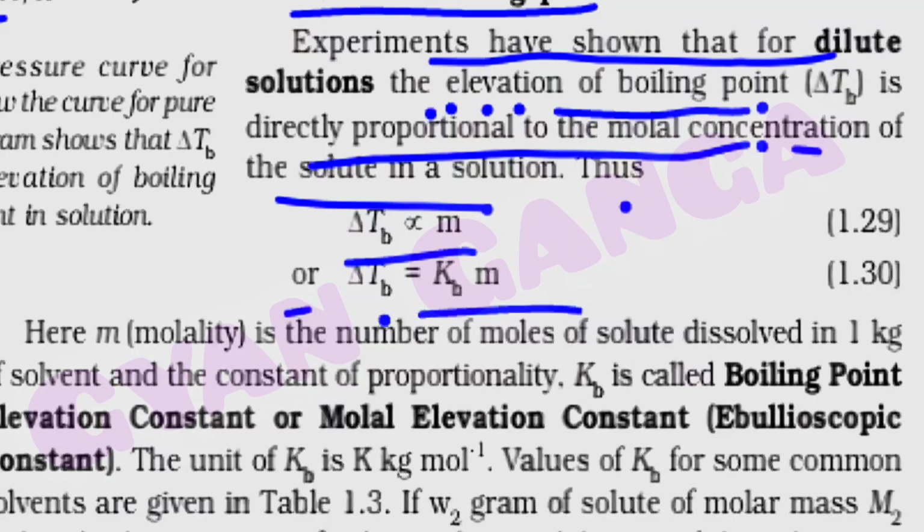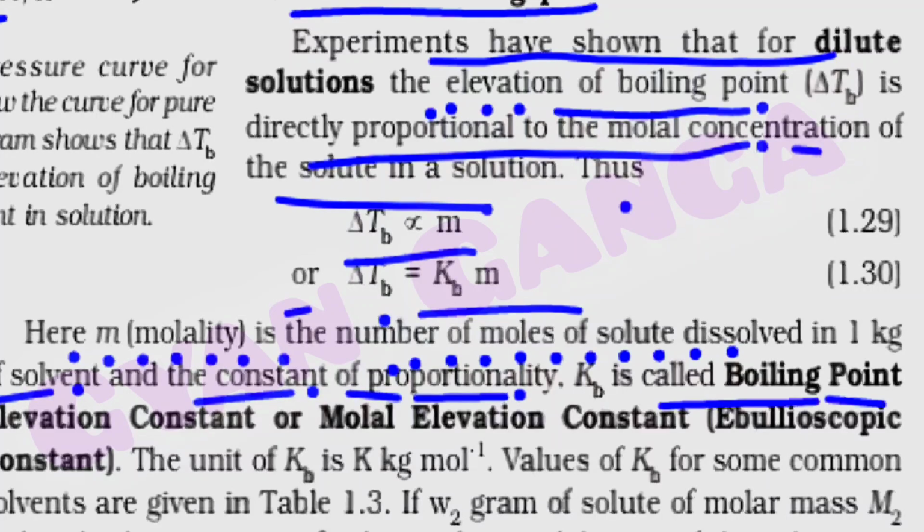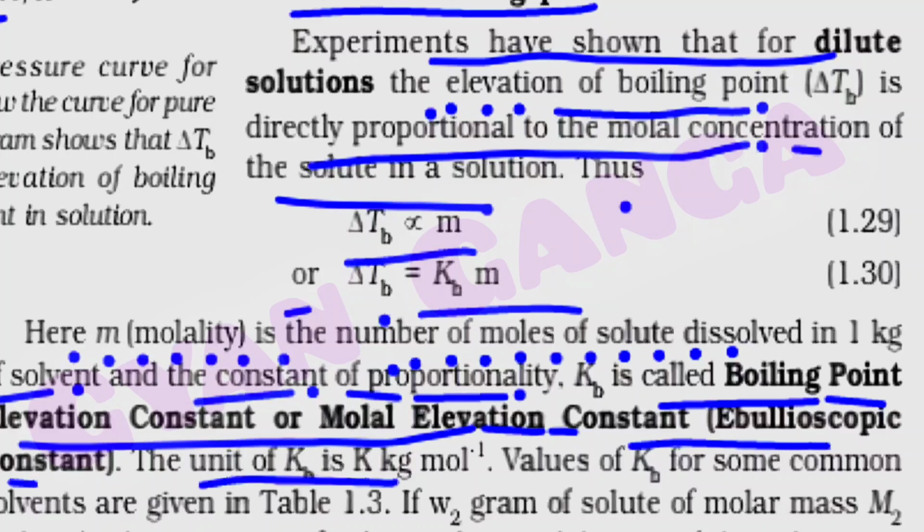Here, m is the molality, the number of moles of solute dissolved in 1 kg of solvent. As a constant of proportionality, Kb is the boiling point elevation constant or molal elevation constant, also called the ebullioscopic constant. The unit of Kb is K kg per mole. Values of Kb for some common solvents are given in table 1.3.